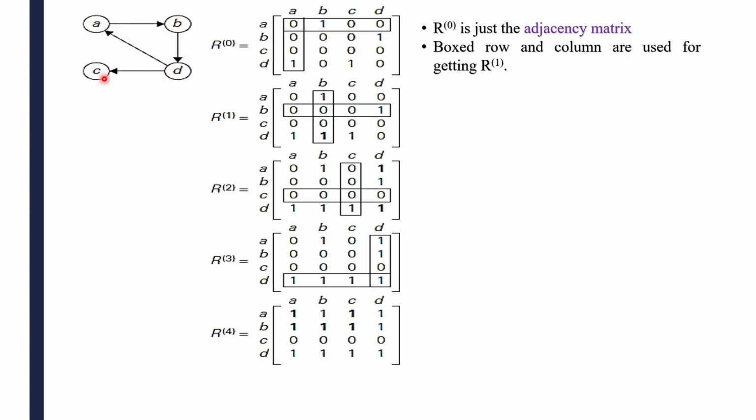Transitive closure means what? From every vertex to the remaining vertices, if you have the path with the help of intermediate nodes also, then you take that one as a 1. If there is no path, then you take it as a 0. And this procedure you have to check for all the vertices. So to check that, you are taking the help of Warshall's algorithm. So this is R0.